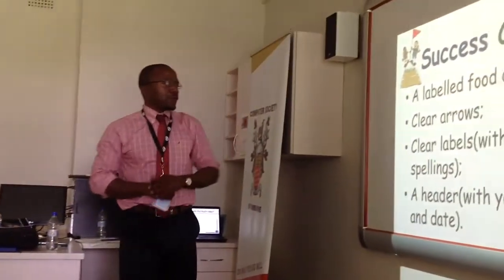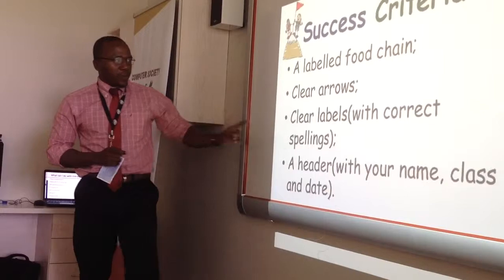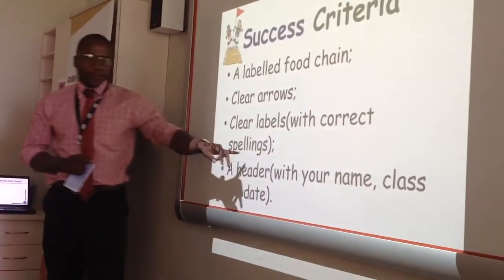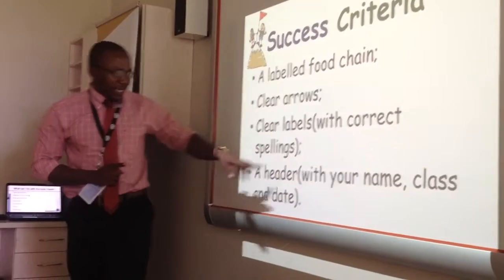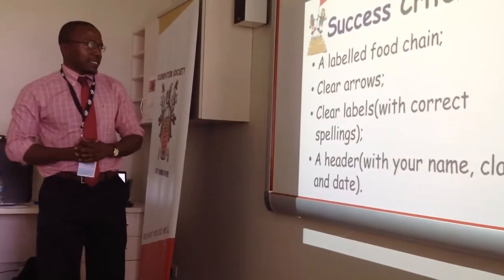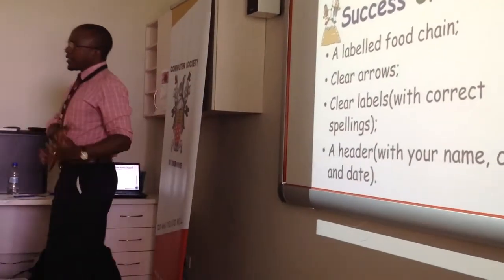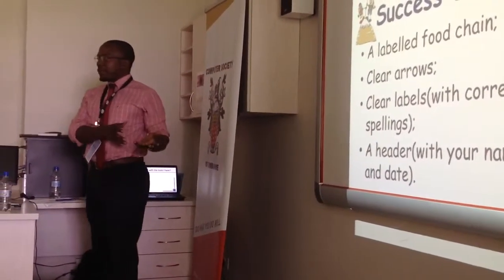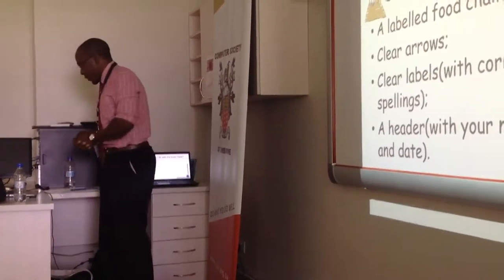Or do I have a labeled food chain? Do I have clear arrows? Because we talked about the quality of the work. Do I have clear labels with correct spellings? Okay? A header with your name, class, and date, adding a header at the top. These are the skills that we're revising, that we taught earlier on, or we could be teaching at that point in time, things that they can add to improve the quality of their work.